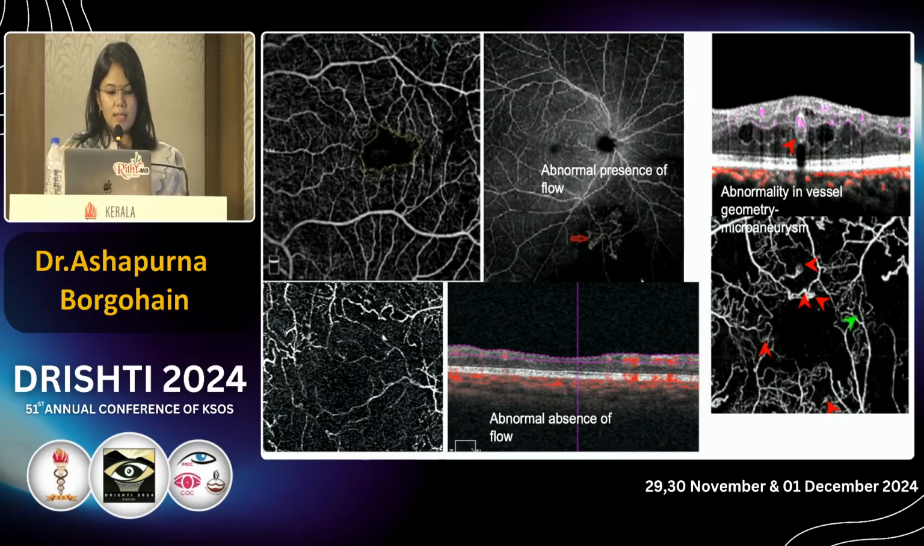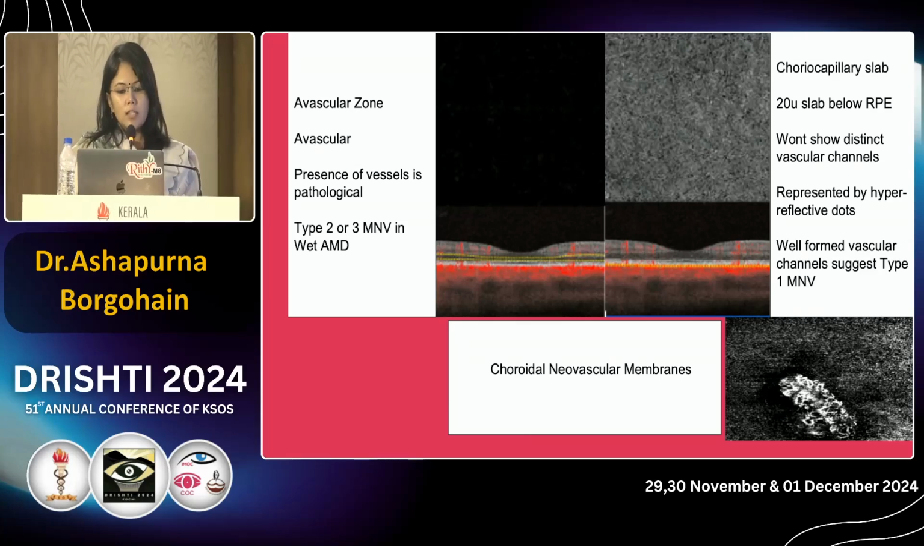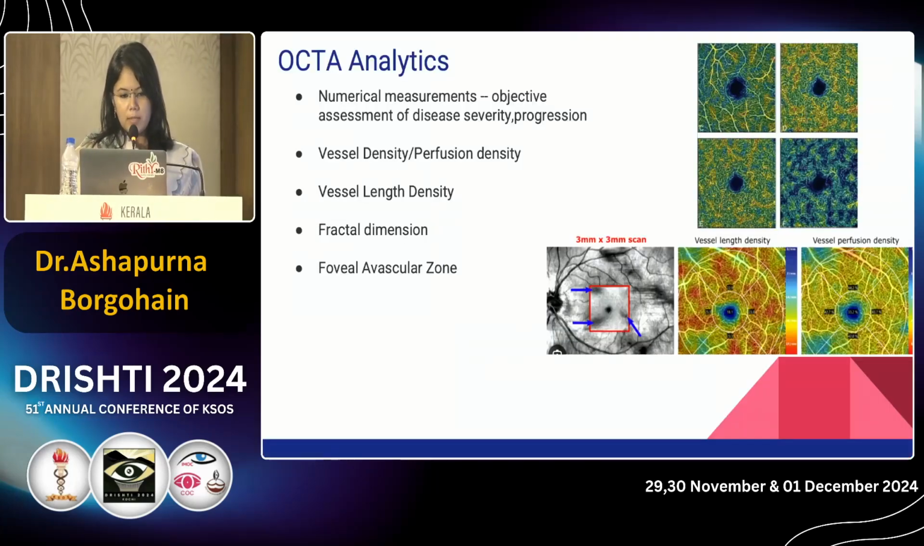slabs can be seen as either abnormal presence of flow like the NVEs, or abnormal absence of flow like capillary void areas, and abnormality in vessel symmetry, like we can see with microaneurysms. The avascular zone and choriocapillaris slab usually do not show any vascular channels. Anything there is pathological. These two slabs help us to pick up choroidal neovascular membranes.